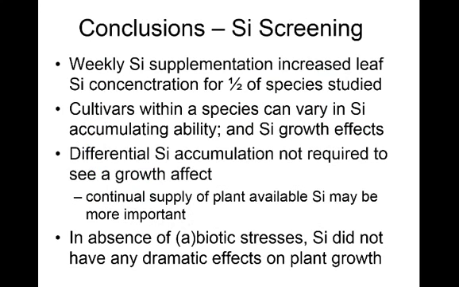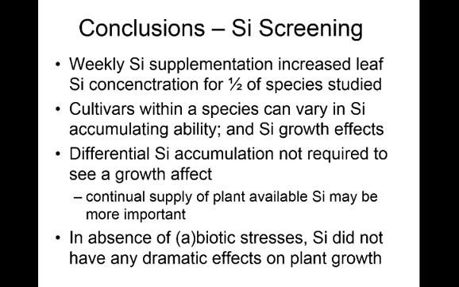So our conclusions from that initial screening were that weekly silicon supplementation did increase leaf silicon for half of the species we studied. There were certainly variable silicon accumulating abilities. Some plants accumulated more than others, and it also seemed like that differential silicon accumulation was not required to see a plant growth effect. So one hypothesis is that just a continual supply of a small amount of silicon may be important to elicit that response.